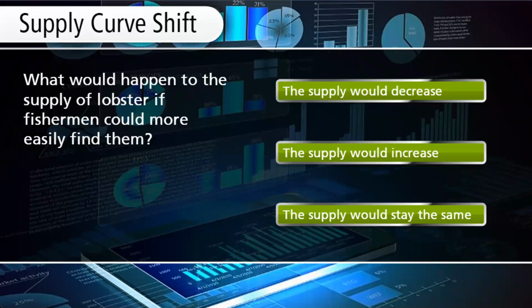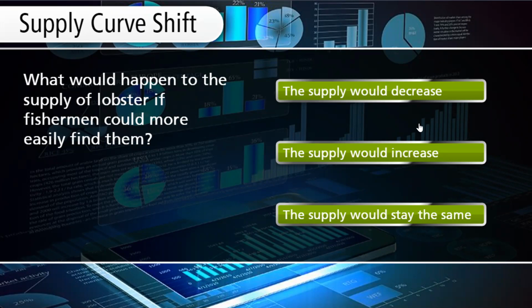What would happen to the supply of lobster if fishermen could more easily find them? Remember that we're introducing the factors that affect supply that are not related to price. So in this case, what would happen to the quantity of lobsters that you as a client received if fishermen, the people in charge of searching the ocean for them, could more easily find them? Would the supply decrease, increase, or stay the same?